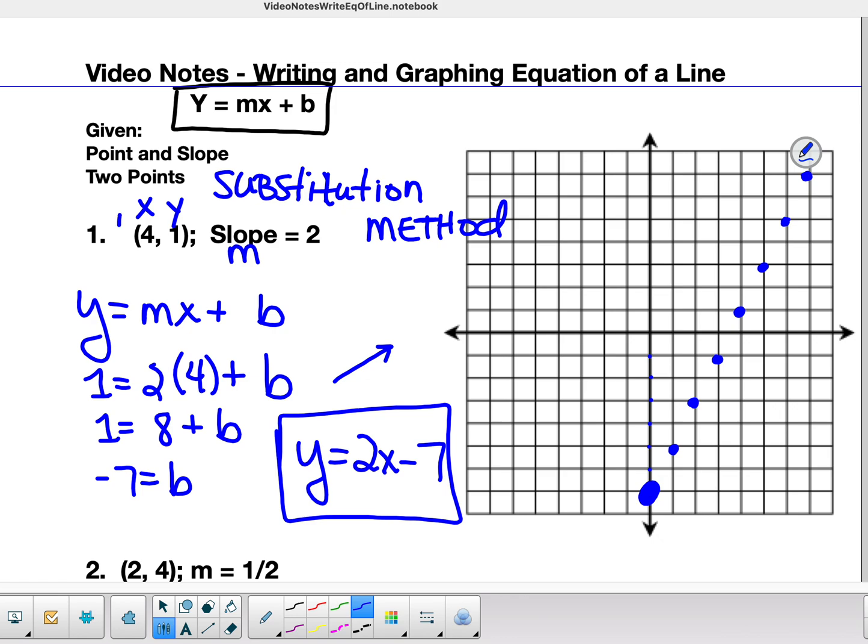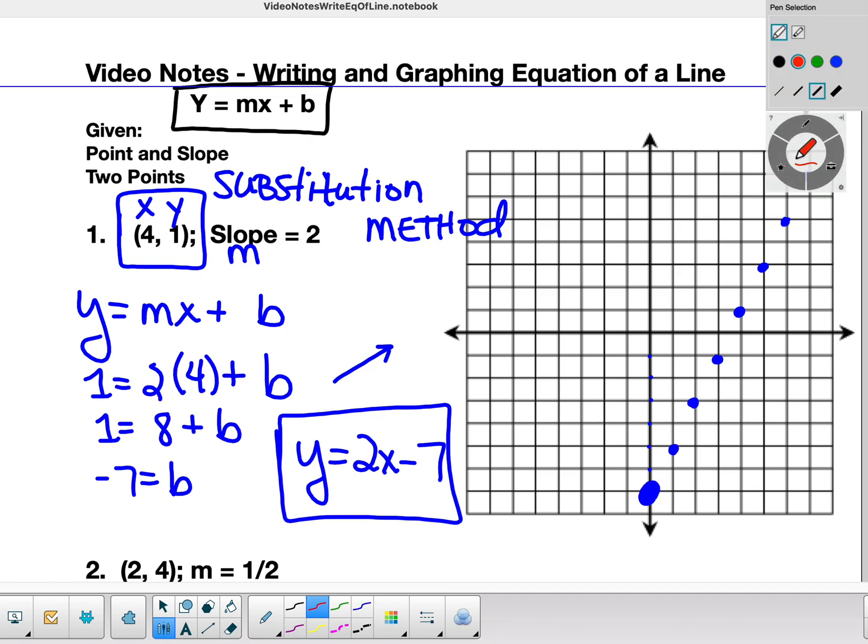And then let's check to see. The point 4, 1 should be in the view of this grid. And the ordered pair 4, 1 is right here. So this is the point that I was given to work with my slope. It's just a different way to get the equation of the line using the algebraic substitution method.